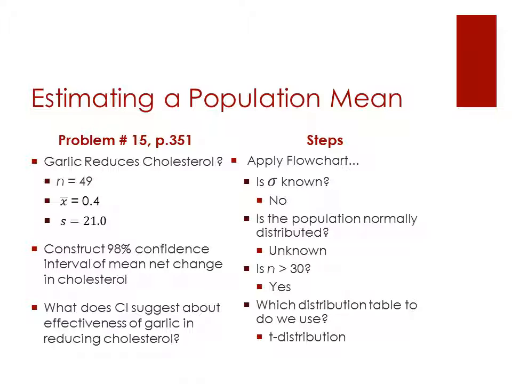Well, we do not know sigma. We're not aware of the normality of the distribution. That information is unknown, but we do have an N greater than 30, so that means we're going to be using our T distribution table.